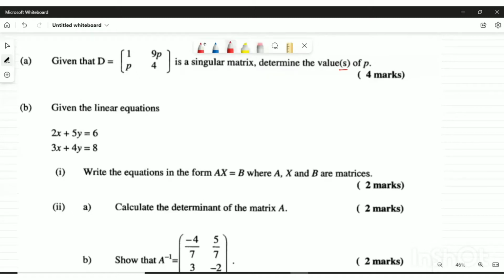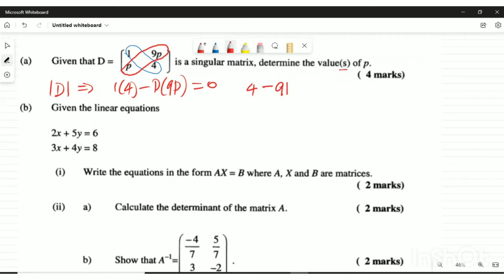So here it is. Here is the leading diagonal. And here is my non-leading diagonal. So let's go. The determinant of D, which is 1 times 4 minus P times 9P, this should give us 0. Well, let's continue. 1 times 4 is 4, minus P times 9P is 9P squared. This is equal to 0.